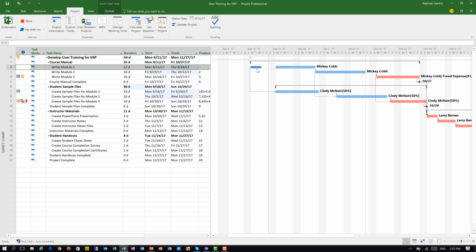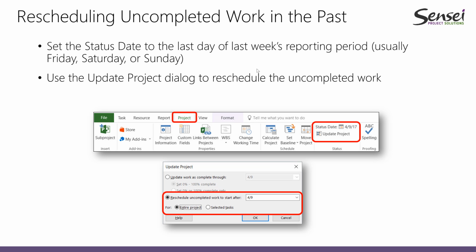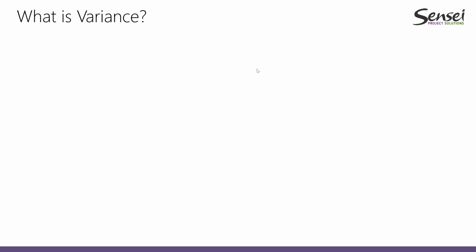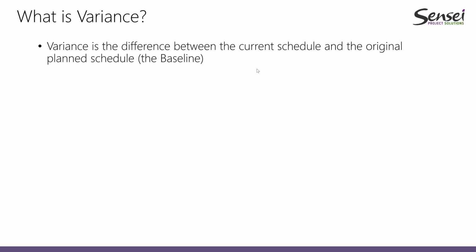So now I am going to go back to our presentation. And finishing this first step, which is rescheduling incomplete work in the past, we are going to be moving to the next portion of our presentation, to the next topic. So in here, we are going to be talking about what a variance is. A variance is the difference between what is in our schedule, the current information in our schedule, and our original plan, which is the information that we saved into the baseline.